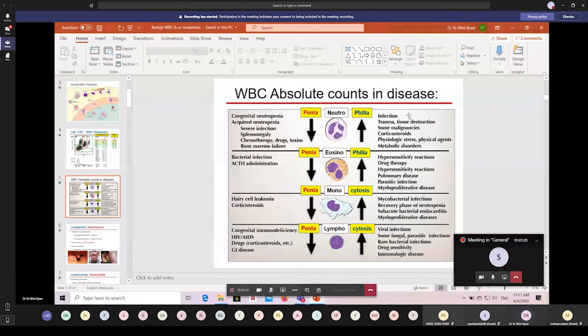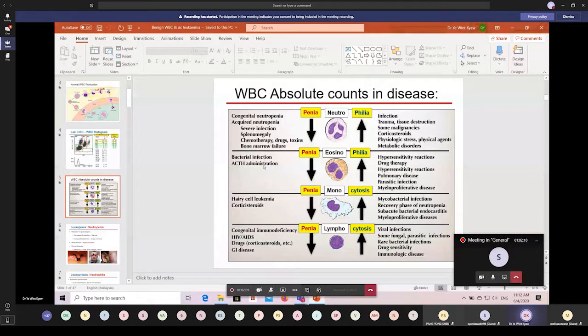Monocyte count increase: here, mycobacteria also increase monocyte count because they enter the macrophage. So in tuberculosis you can see monocytosis and sometimes lymphocytosis also. Recovery phase of neutropenia, subacute bacterial endocarditis, and myeloproliferative disease can also cause an increase in monocytes. Eosinophil is quite easy: hypersensitivity reaction and parasites. Another one is MPD, myeloproliferative disease.